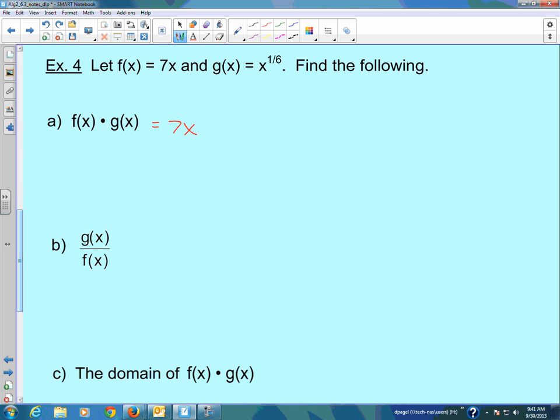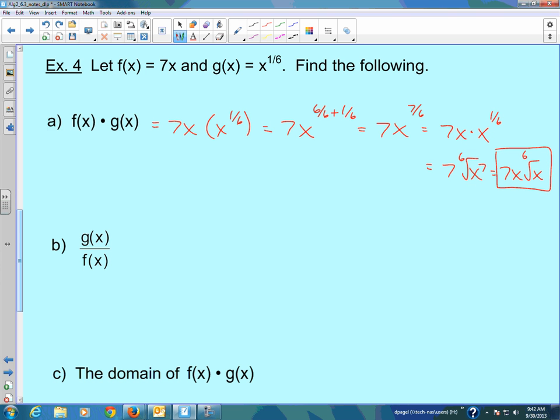7x, and then times an x to the 1/6. Well, that's 7x to the 6/6 plus 1/6, 7x to the 7/6, which is 7x times x to the 1/6. Or if we wrote it in radical form, we have 7 times the 6th root of x to the 7, which is 7x times the 6th root of just x. All right. So again, these are the same form. One's radical, one's exponential.